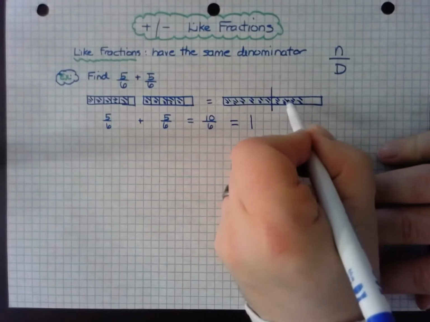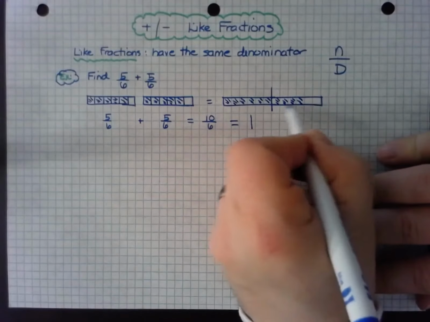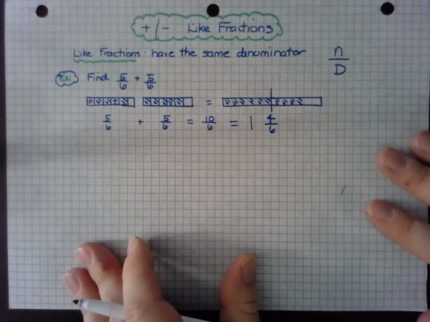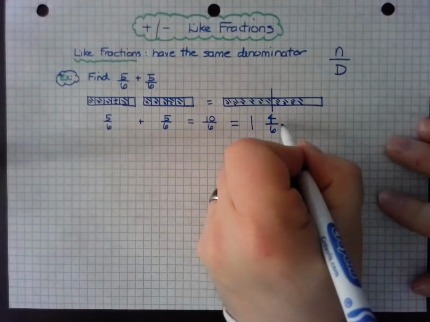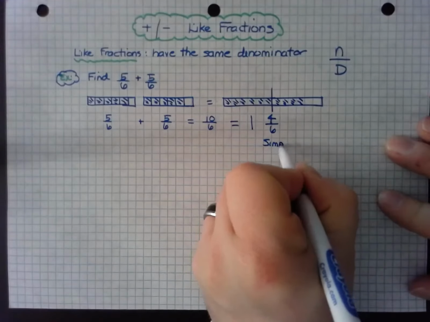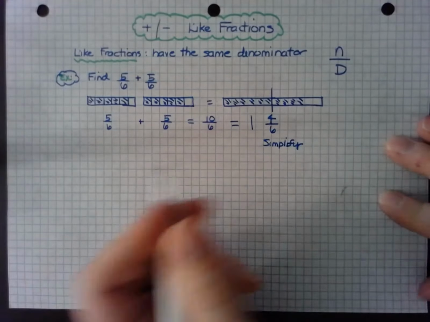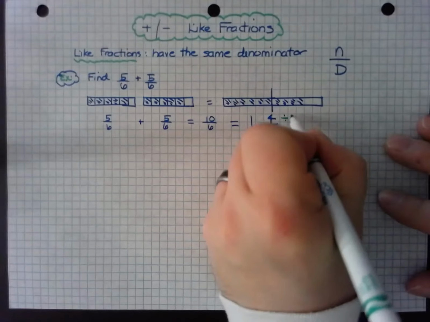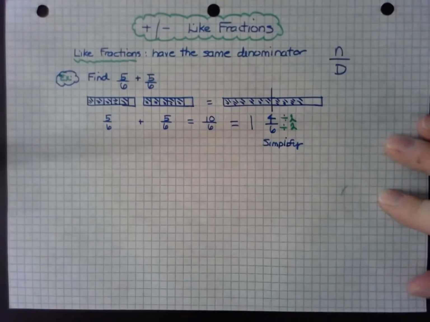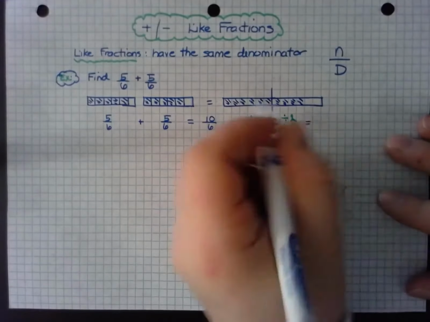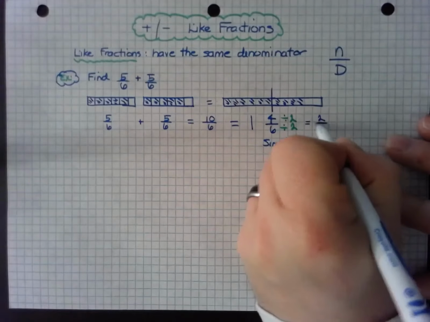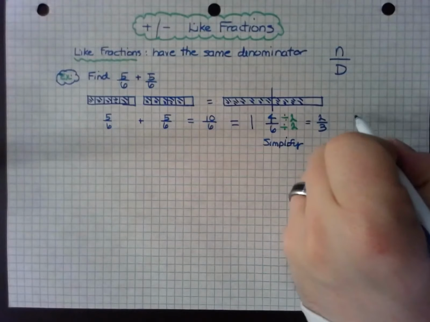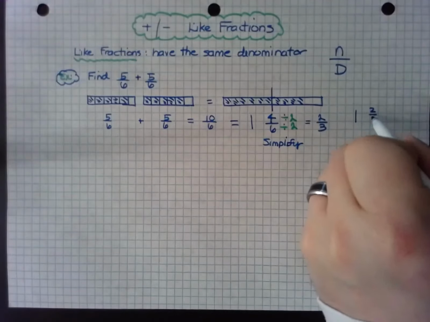And I notice I have 1, 2, 3, 4, 5, 6, 4 out of the 6 pieces in the other bar. But I know I can simplify and divide by 2. So 4 divided by 2 is 2, and 6 divided by 2 is 3. And so my final answer, represented as a mixed number, is 1 2/3.